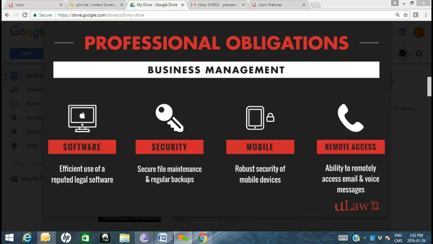Whether it's PC-based software, cloud-based software obviously provides you access to information anytime, anywhere. But if you have invested in a PC-based software, then please do at least understand what advantages you have if you can find remote access to that system, remote access to your emails, especially voice messages as well.